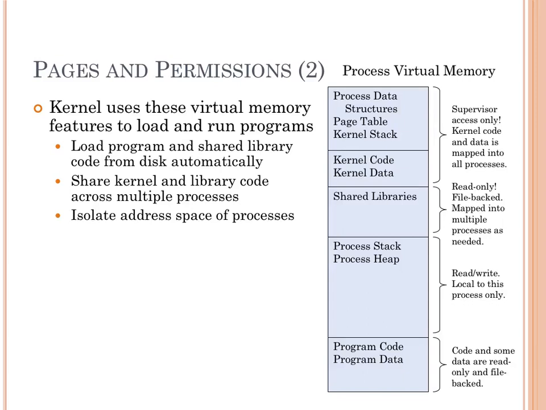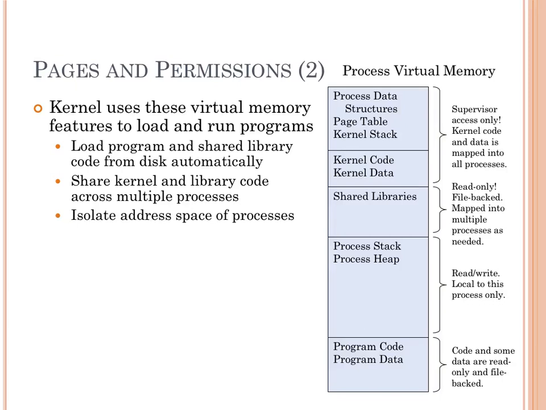Okay? So anyway, we have shared libraries as well. They're read-only, as they should be, because everybody's sharing them. They're file-backed. You have the process stack, process heap. Those are read-write, and local only to the process. And then you have program code and program data. The read-only data and the program code can again be shared across multiple processes.